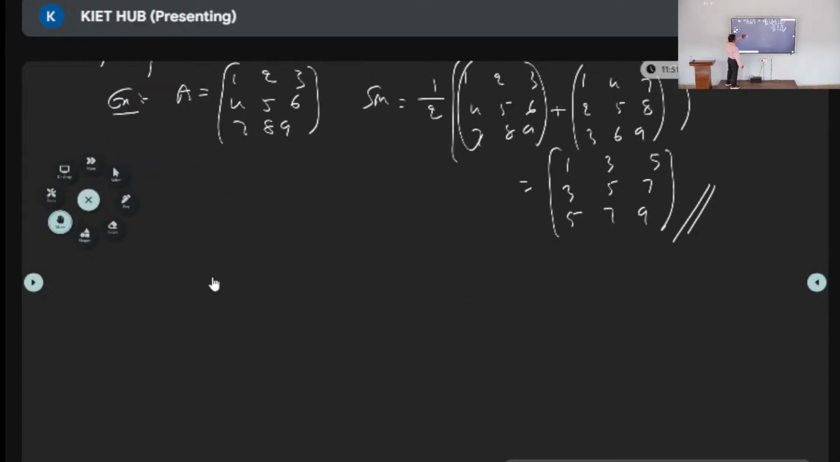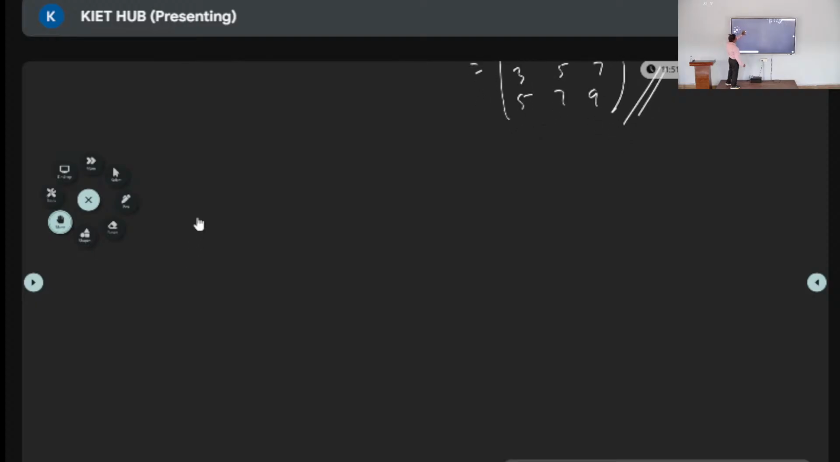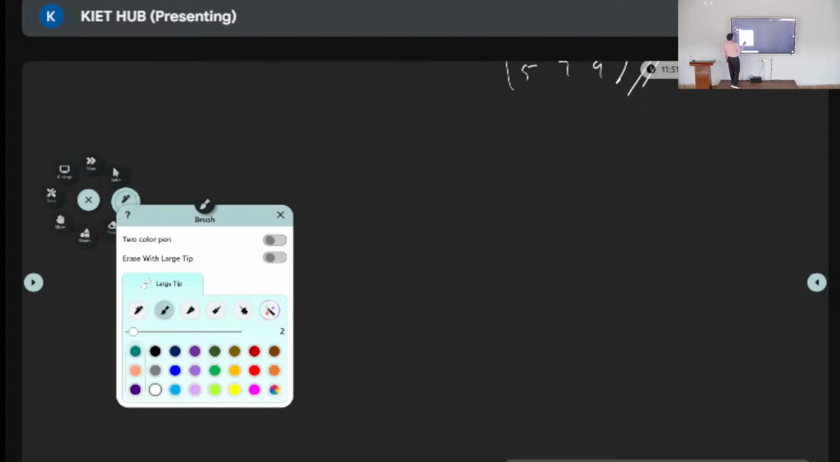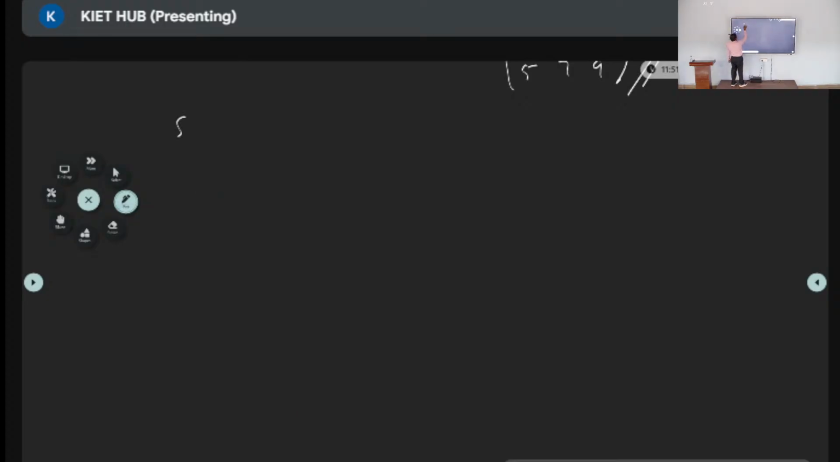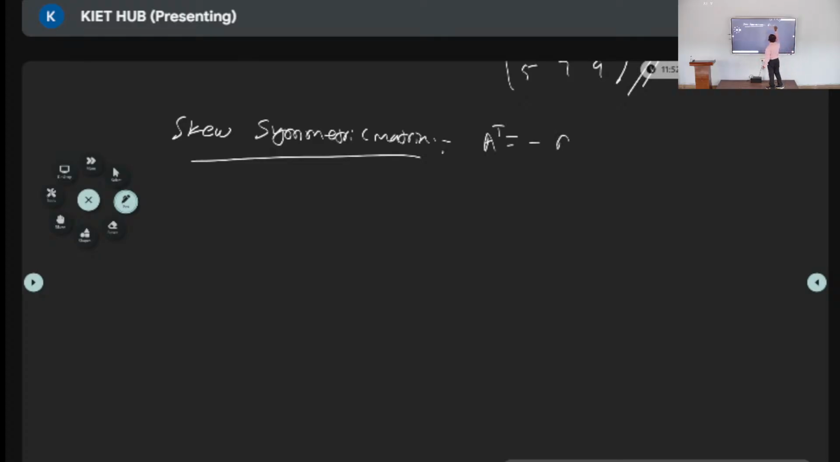Skew symmetric. What is the condition for a skew symmetric matrix? A transpose equal to minus A. If you take the example here: 0, 1, 2, minus 1, minus 2, 0, 3, minus 3, 0.